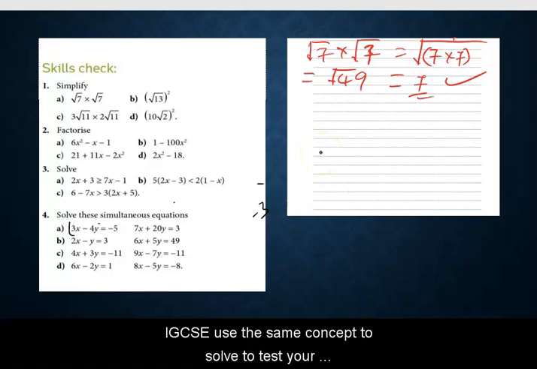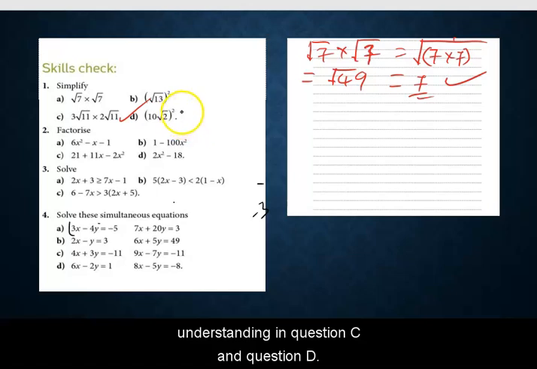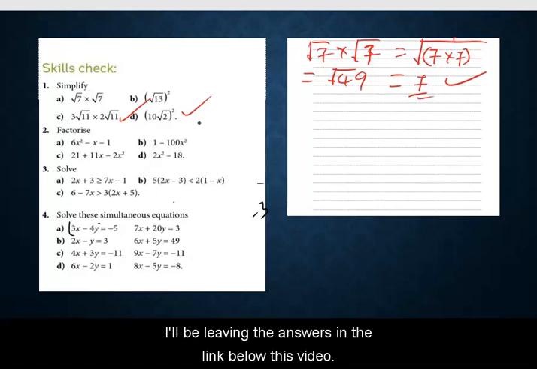So this concept is what you already know from IGCSE. Use the same concept to test your understanding in question C and question D. I'll be leaving the answers in the link below this video.